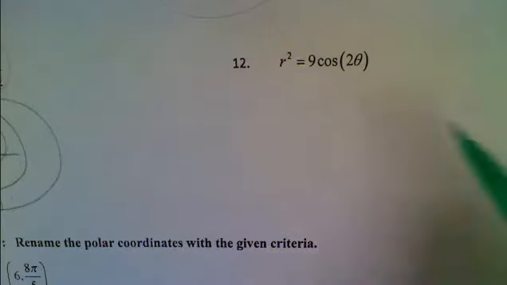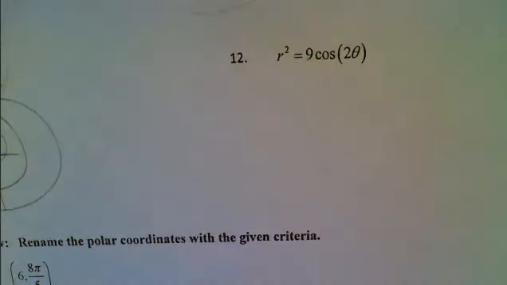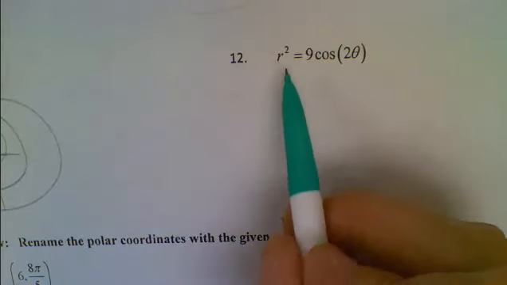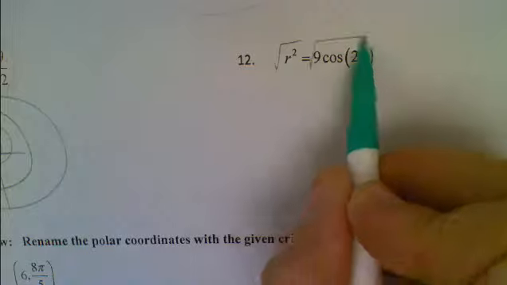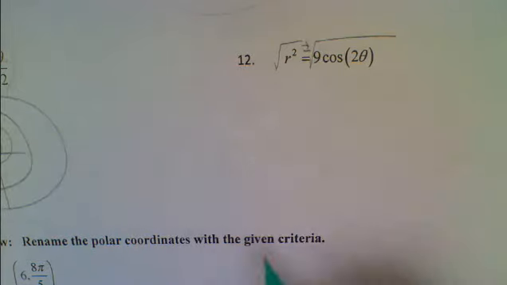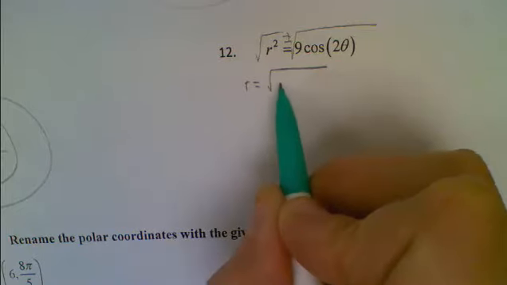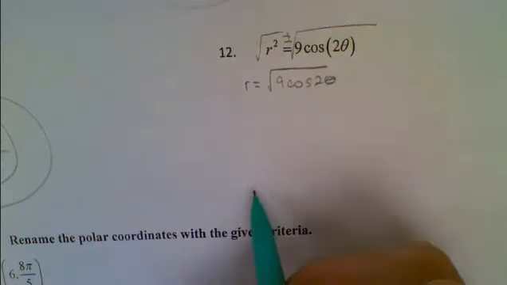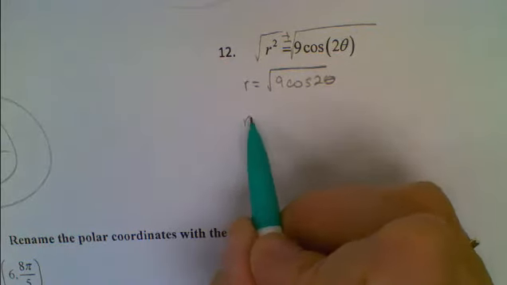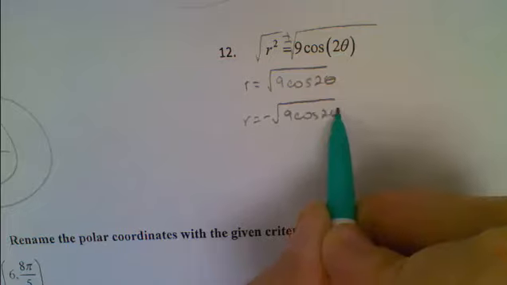Okay, and then this one, you have r squared. So, it's kind of like when you have x squared or y squared and you want y equals. How do you get that to be y equals? Well, you have to take the square root of both sides. But you have to remember it's plus or minus. So in our calculator, for r, we're going to have to put positive square root of 9 cosine 2 theta, and r equals negative square root of. So that's what we're going to have to put into our calculator.